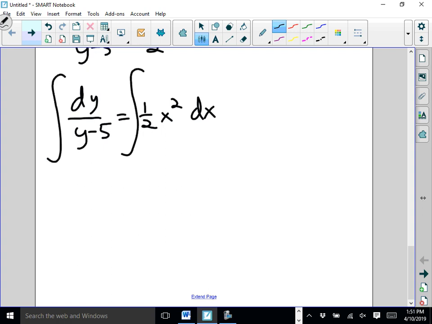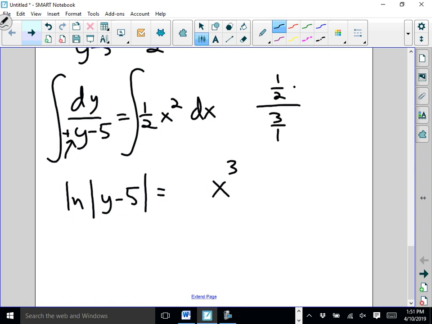Perform my indefinite integral. Now notice it's y minus 5 here. The y value is positive, right? Everything is to the first power down there. So I end up with the positive natural log of y minus 5 equals. Now I have to bump and divide. I bump up to 3, and I divide by 3. And again, 1/2 divided by 3 is the same as 1/2 times 1/3. This becomes 1/6. Okay, you got to get that coefficient correct. So we get 1/6 x cubed plus c.